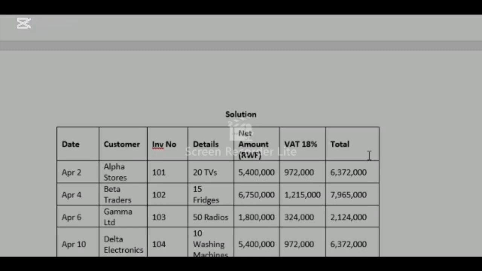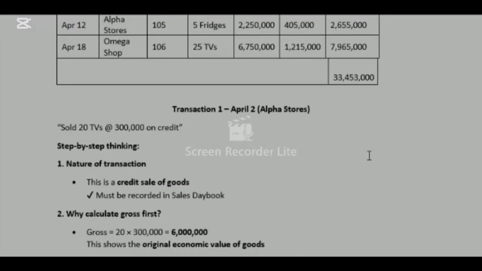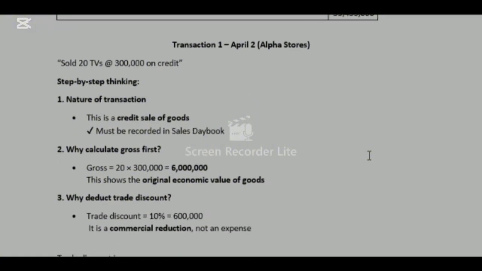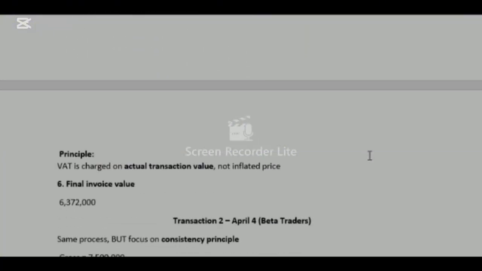So do this question yourself. I am going to show the answer and calculation, but firstly, do it yourself and share your answer in the comment section.